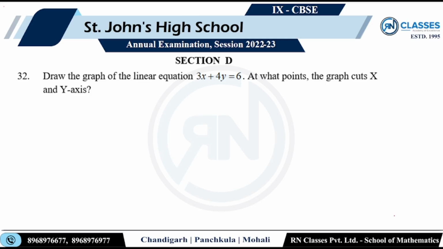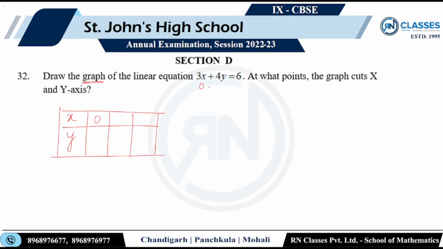Section D. Draw the graph of a linear equation 3x plus 4y is equal to 6. At what points the graph cuts x and y axis? अब मेरे को ग्राफ चाहिए, राइट? ग्राफ के लिए मुझे क्या चाहिए? कोऑर्डिनेट्स, x and y कोऑर्डिनेट्स. तो जो भी चीज चाहिए हो, सबसे पहले x and y कोऑर्डिनेट्स हमेशा निकालने चाहिए फॉर व्हेन x इक्वल टू 0. x की जगह मैंने यहां पे 0 पुट किया, तो 0 प्लस 4y इज इक्वल टू 6, y इज इक्वल टू 3/2.